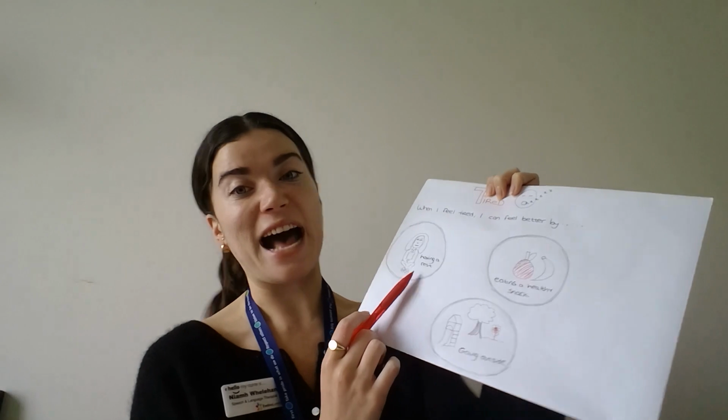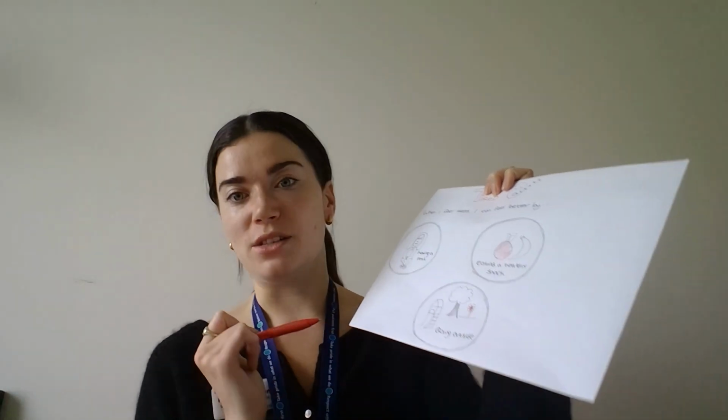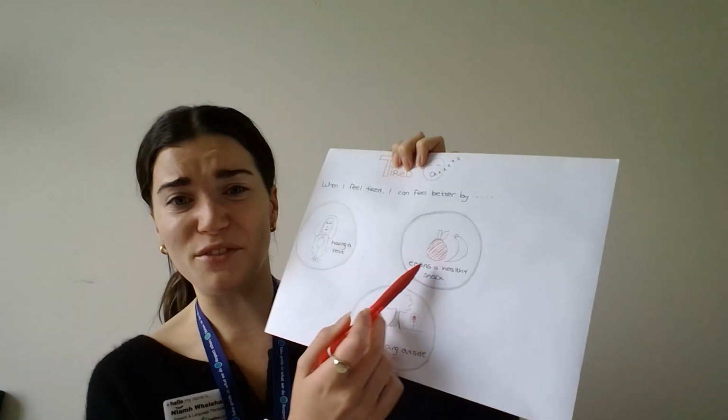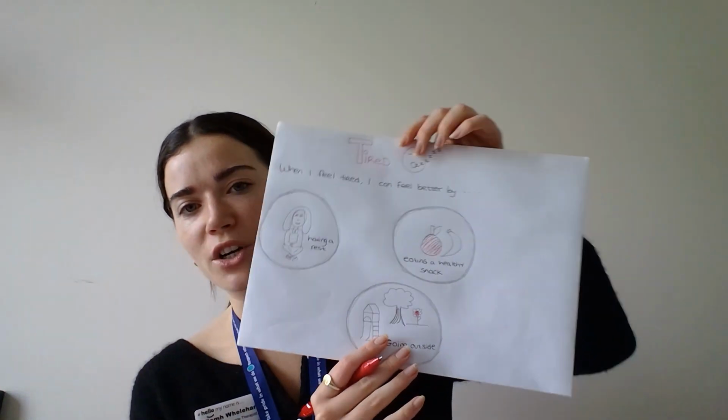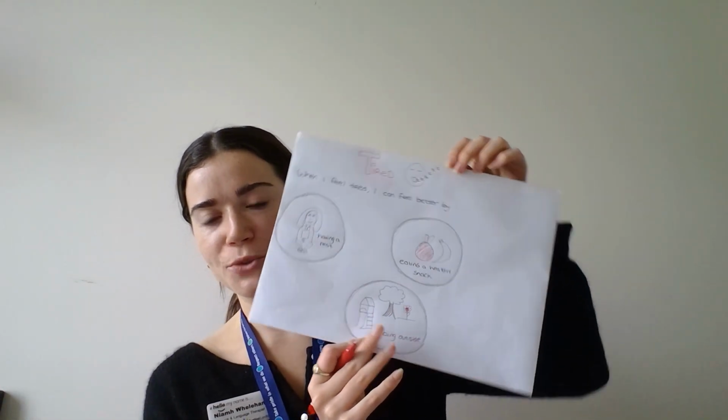My first one here is having a rest. Having a little rest and some time to ourselves might help us when we're feeling tired. Our next one is eating a healthy snack, and we have going outside or getting some fresh air. I've just drawn some really simple visuals here to represent some of these strategies, and you can get your child involved in drawing these, or you can draw them and they can colour them in, as involved as you like, to really engage them in what we can do when we're feeling tired. So that's what our resource would look like once we've finished.